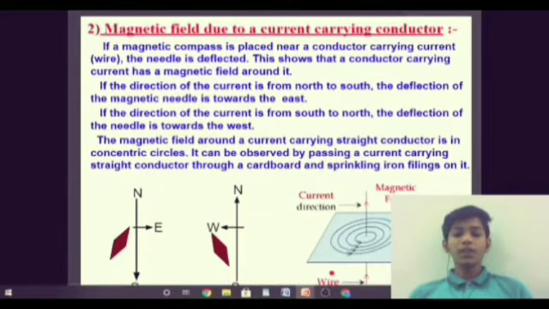If the direction of the current is from north to south, the deflection of the magnetic needle is to the east. Means if it is like this, it will go like this. Means it is always the opposite side of the other.